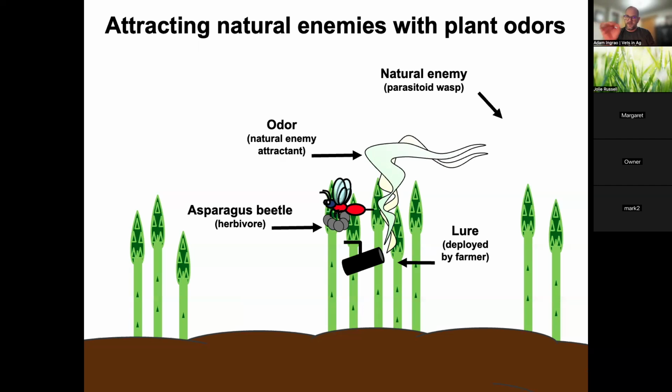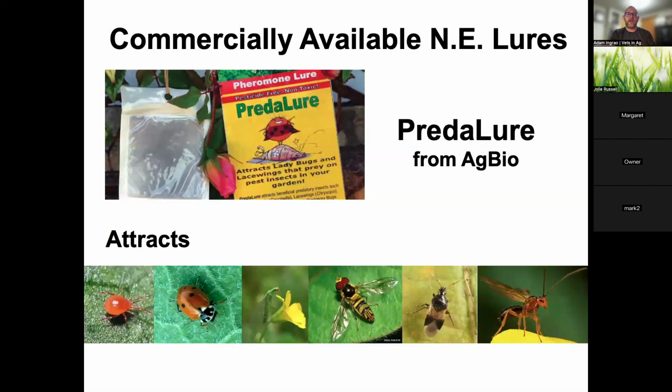Now, this is not something that's just in research. This is a real thing. And so what I want to also impart upon you that is available to you are predatory lures. This is a product called Predalure. It's from a company called AgBio, and this is an attractant for these insects right here. So we've got predatory mites, lady beetles, lacewings, syrphid flies, minute pirate bugs, and predatory wasps. So what you do is you essentially put this lure out on your crop, and it attracts these organisms in.